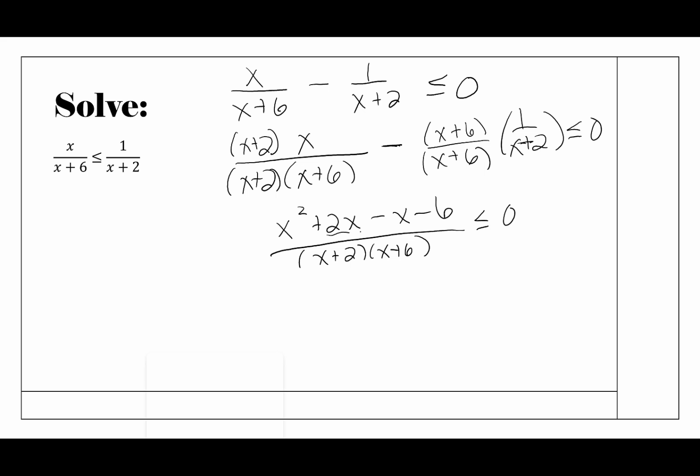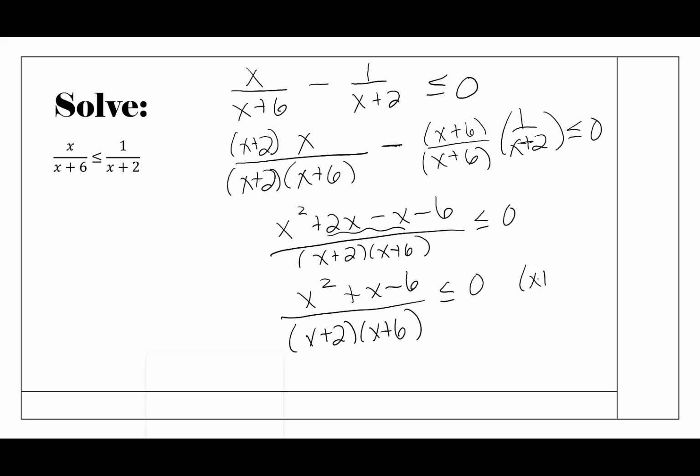So let's simplify here. I have x squared, 2x minus x is plus x, minus 6 over x plus 2 times x plus 6. Again, it's still less than or equal to 0. I can factor x squared plus x minus 6. It becomes x plus 3 times x minus 2 over x plus 2 times x plus 6. So this is our starting point. So I'm going to go to a fresh slide and I'll show you what to do with this.